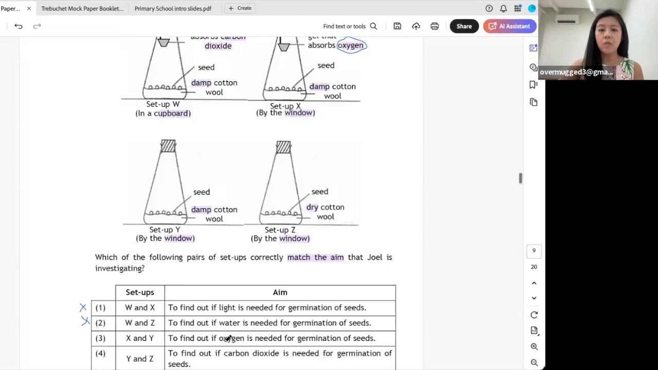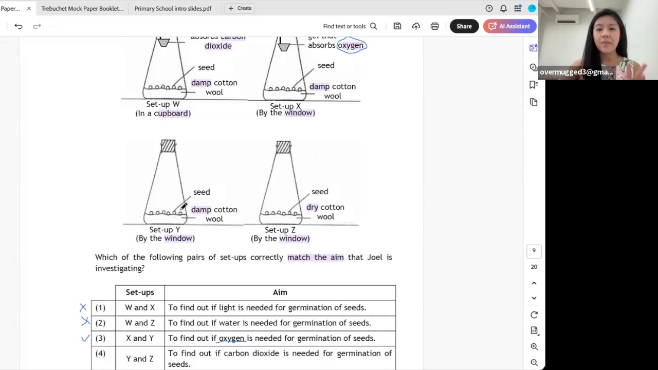To find out if oxygen is needed for germination of seeds. So in this setup X, when you absorb oxygen, there's no more oxygen left for the seed. In setup Y, there's no such gel. Oxygen is present for the seed, okay, to germinate if it's needed. So between these two setups, there's only one change variable, which would be the presence of oxygen.